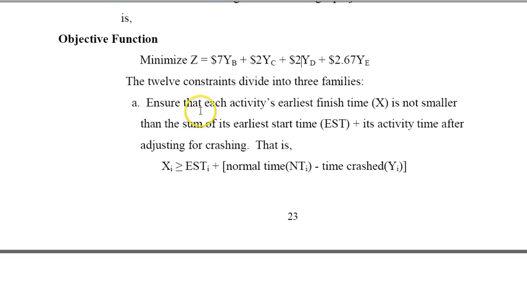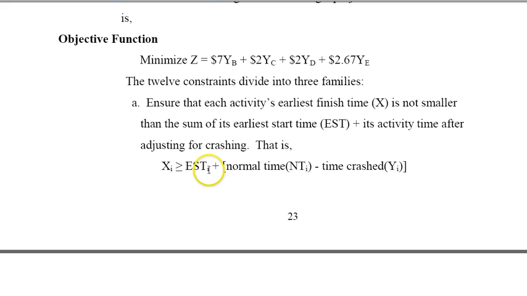So in this case, I want to ensure that each activity's earliest finish time X is at least as large as the sum of its earliest start time plus its activity time after crashing, after adjusting for crashing. That is, I want Xi to be greater than the start time of I plus the normal time of I minus the crash time of I.